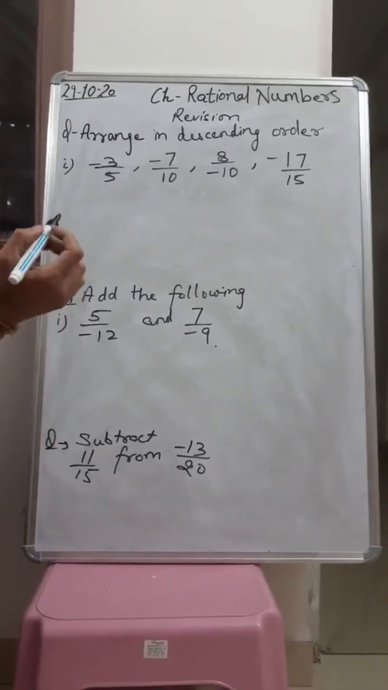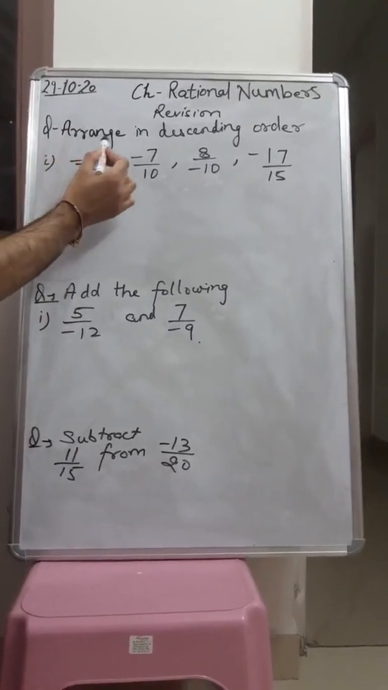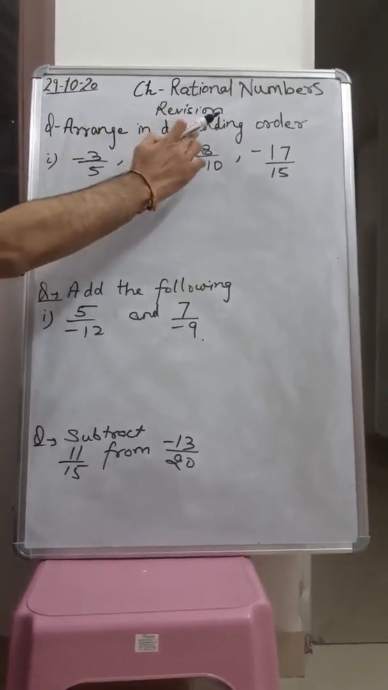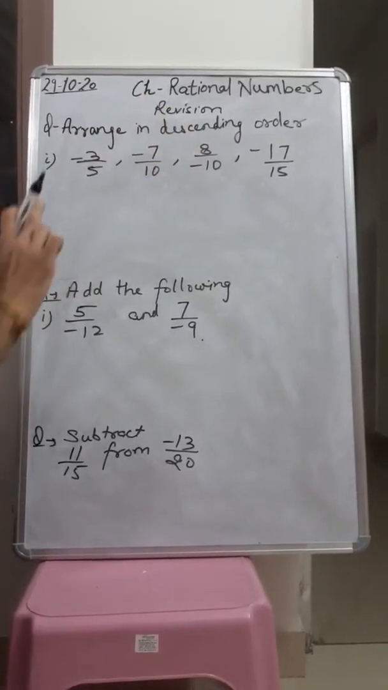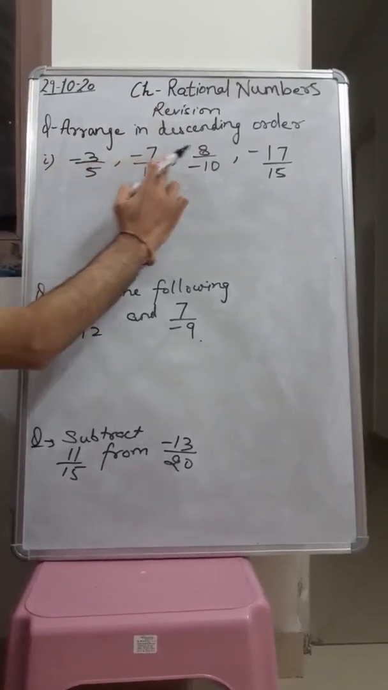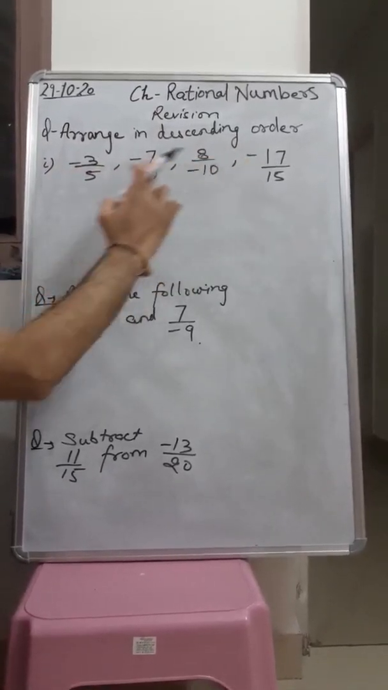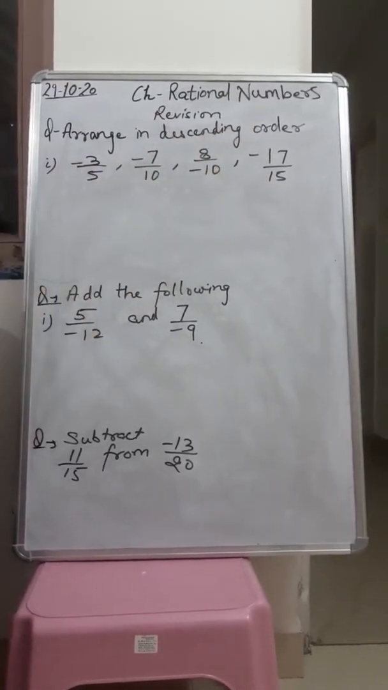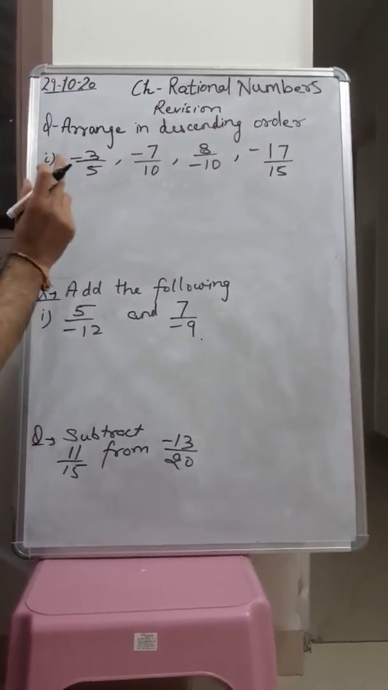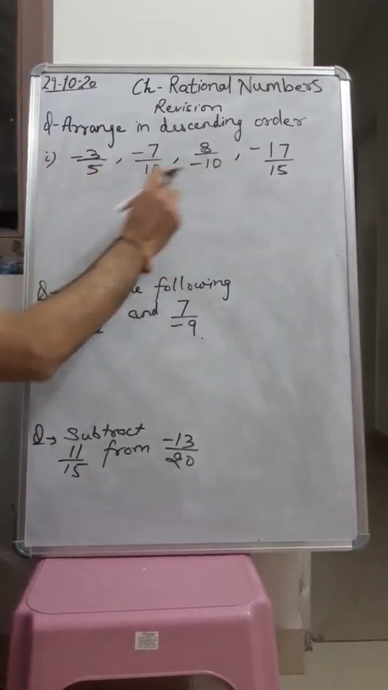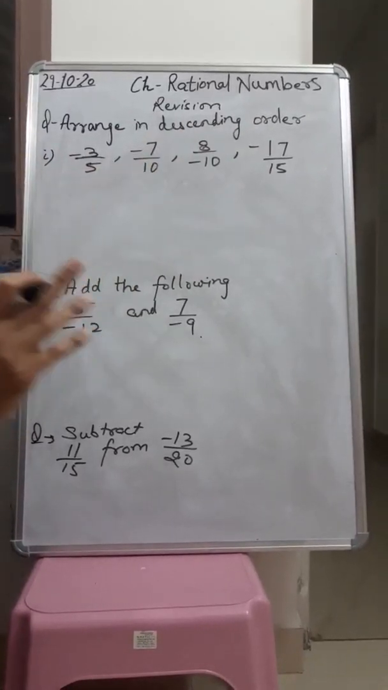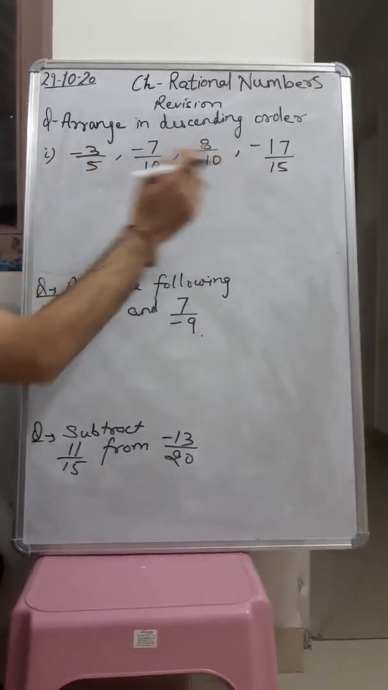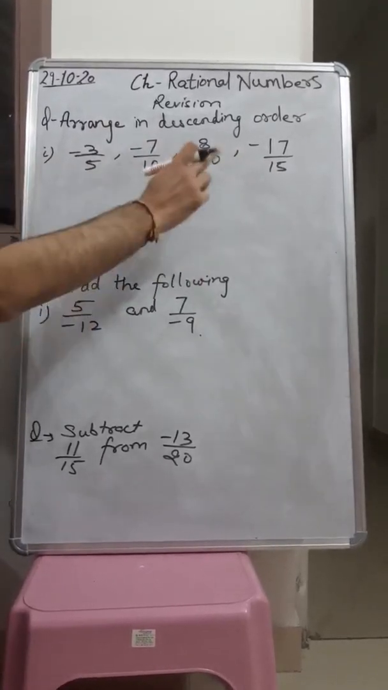Now students, the next question is arranging in descending order. Descending order, we all know, is from bigger to smaller. Now here we have been given the rational numbers and all are negative. This is also negative, this is also negative, this is also negative, this is also negative. So now first we have to see that the denominator has to be the same. But here the denominators are not the same. So we are going to take the LCM of denominators 5, 10, 10 and 15. So the LCM of denominators is 30.